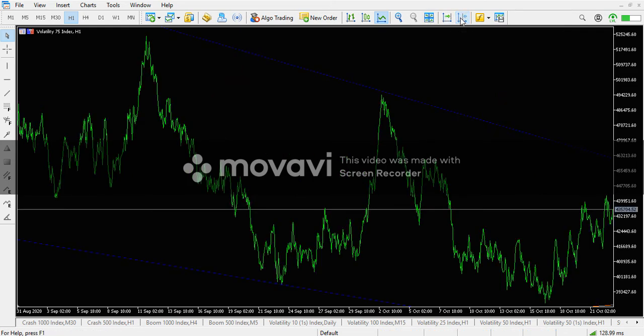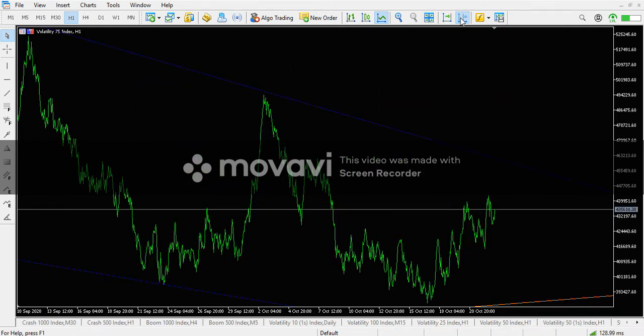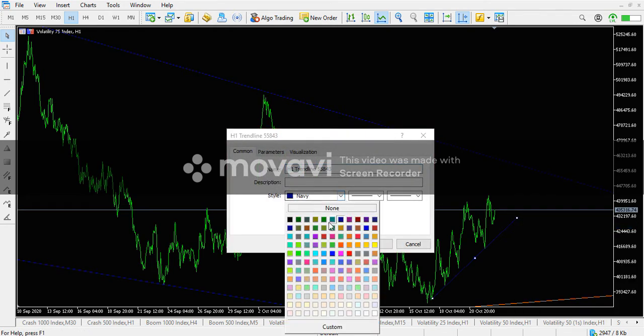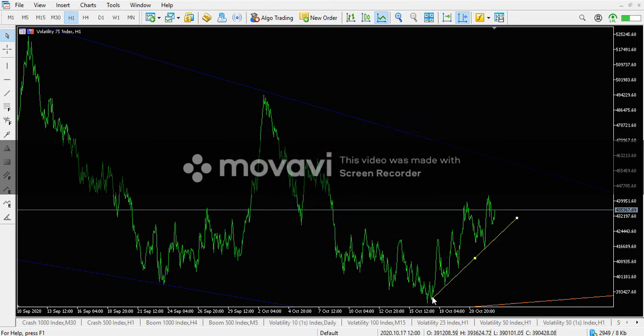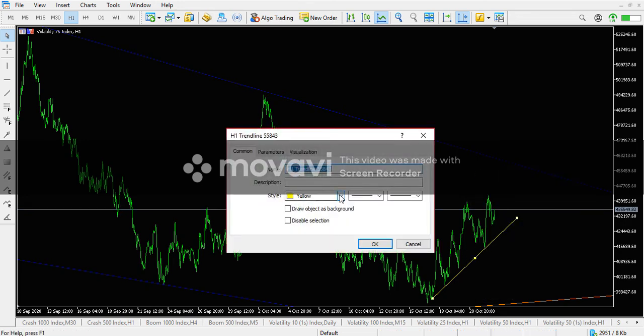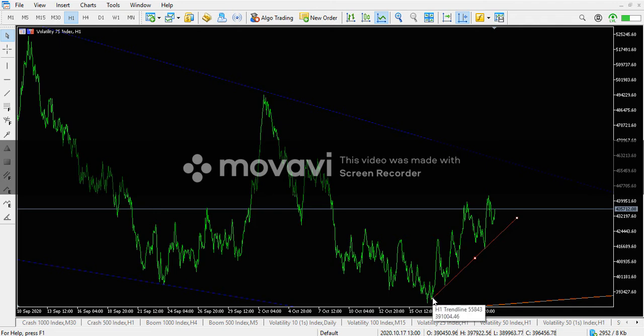Oh wow, you can see another kind of channel going up. That's why I love V75. The trendline strategy works very effectively on V75 because most of the time it forms ascending channels and descending channels. It's almost a similar color to H4, so change the color. Remember what I said, change the color on each time frame so you don't get confused.